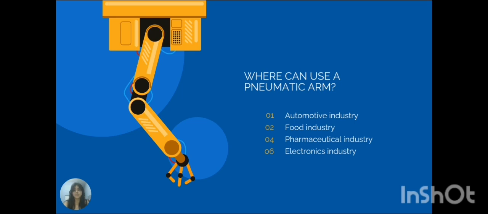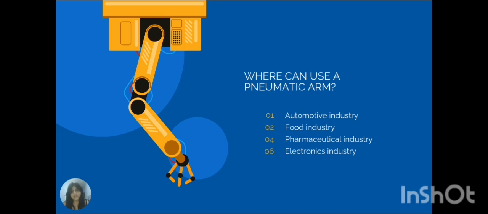We can use it in many industries, for example, in the automotive industry to move parts or tools, in the food industry to pack or move products, in the pharmaceutical industry to handle medicine or bottles, and in the electronics industry to assemble small parts. These arms are very useful when we need to do repetitive tasks or move things quickly and safely.